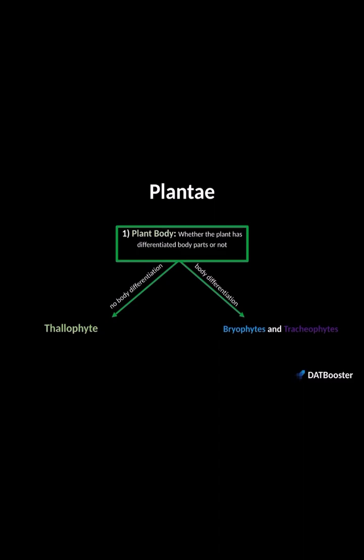Okay, let's begin. So we're starting in the kingdom Plantae and we're looking at that first question that's on plant bodies. So if we don't have any body differentiation in the plant, it's known as a thallophyte. On the other hand, if we do have body differentiation, complex body parts, we're known as a bryophyte or a tracheophyte.